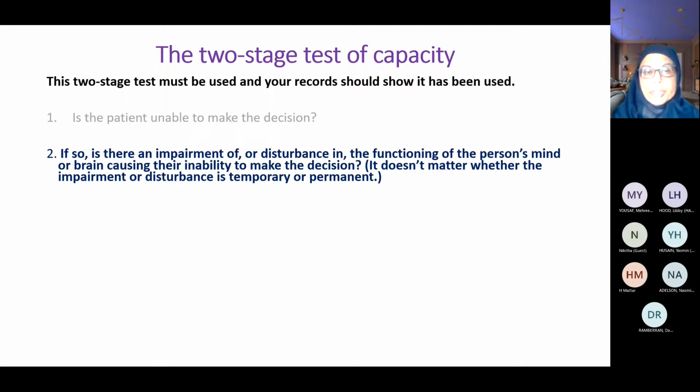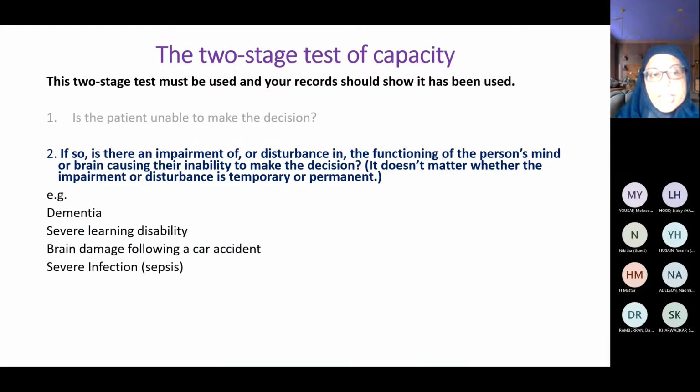So then we move on to number 2. If they can't make the decision, is there an impairment of or a disturbance in the functioning of the person's mind or brain causing their inability to make the decision? And it doesn't matter whether that impairment or disturbance is temporary or permanent. And so the kind of things we're thinking about, possibly dementia, severe learning disability, even possibly brain damage following a car accident, or in cases of severe infection, you can get sepsis.